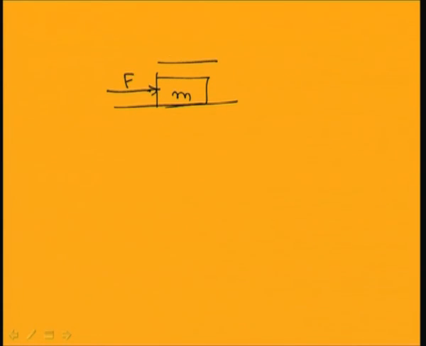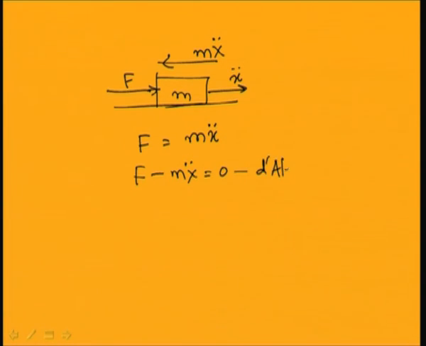So, already I told you that inertia force is m x double dot, and this is your acceleration x double dot. According to Newton's second law, F equals mass into acceleration, but according to the D'Alembert principle, the summation of forces, which includes the inertia force, will be equal to 0. So, F minus m x double dot will be equal to 0. This is the D'Alembert principle, and this is Newton's second law.